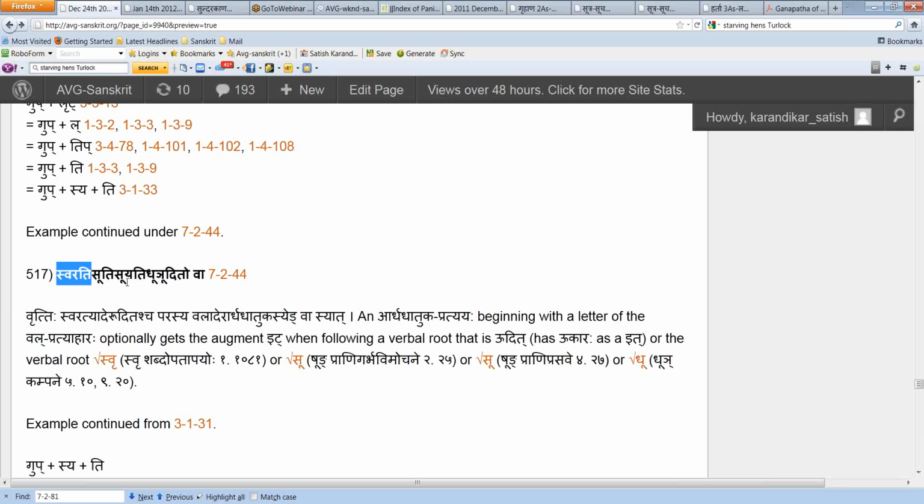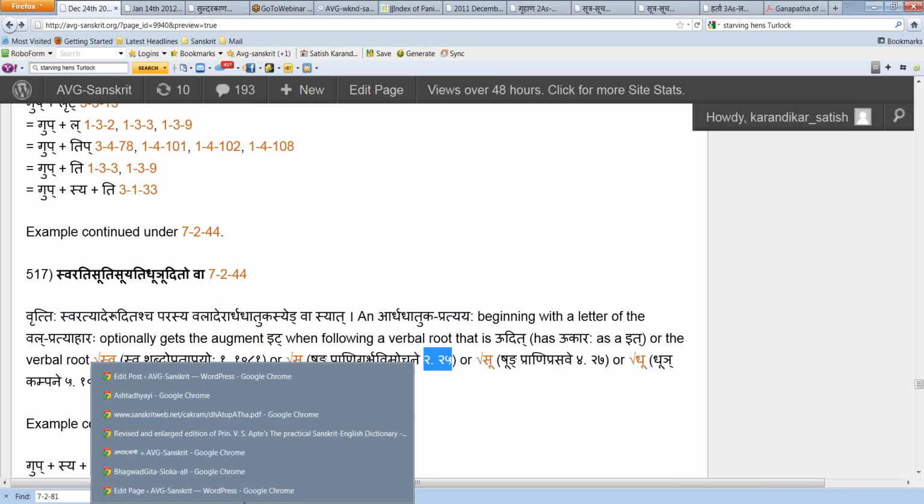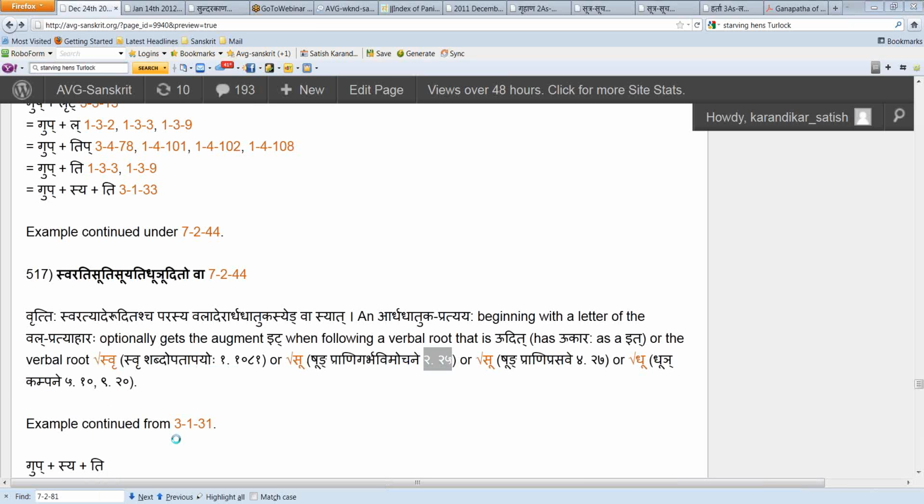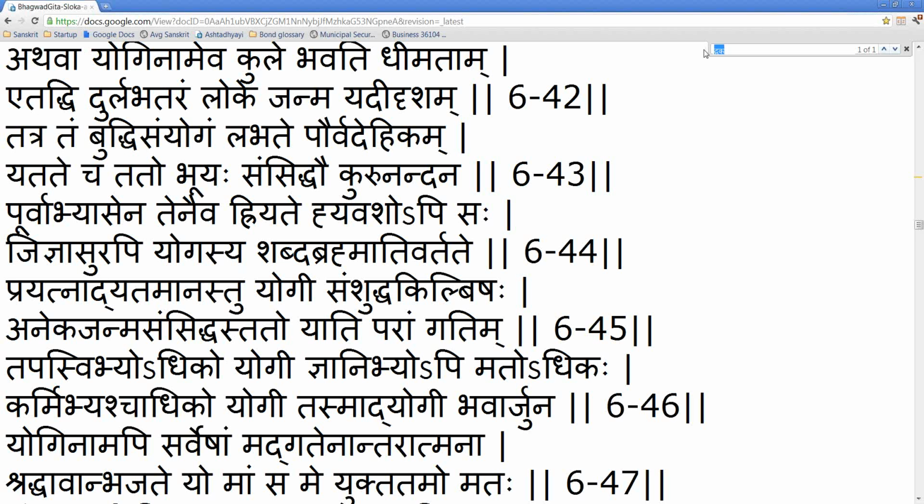And then this dhatu su comes in two ganas. Shuñ prani garbha vimochane, that is in the adadi gana, the form will be suti. And shuñ prani prasave comes in Bhagavad Gita, suyate sacharacharam. Suyate sacharacharam hetunanena kaunteya jagat viparivartate. Chapter 9 of Gita, suyate sacharacharam. Good chance to inaugurate Gita for today. Dhatu su in the divadi ganaha and in the adadi ganaha.